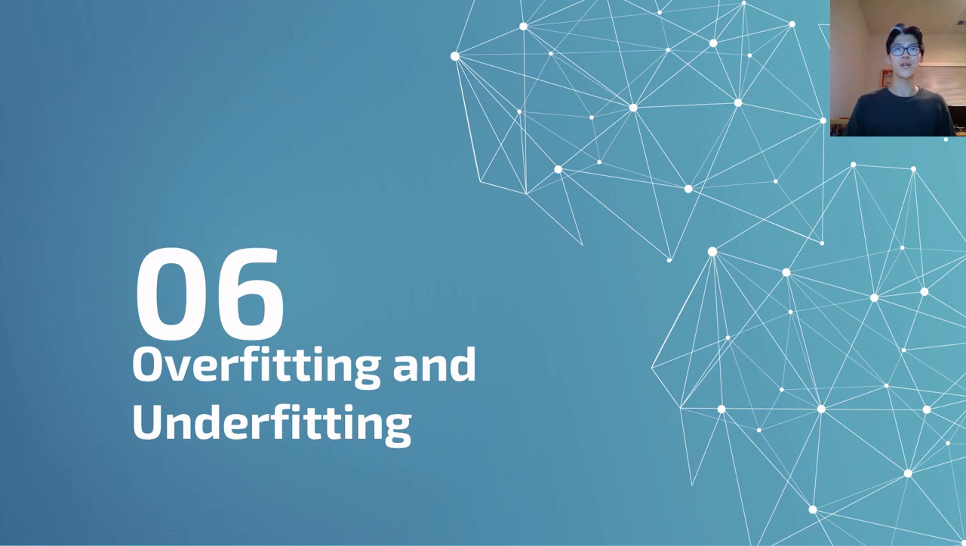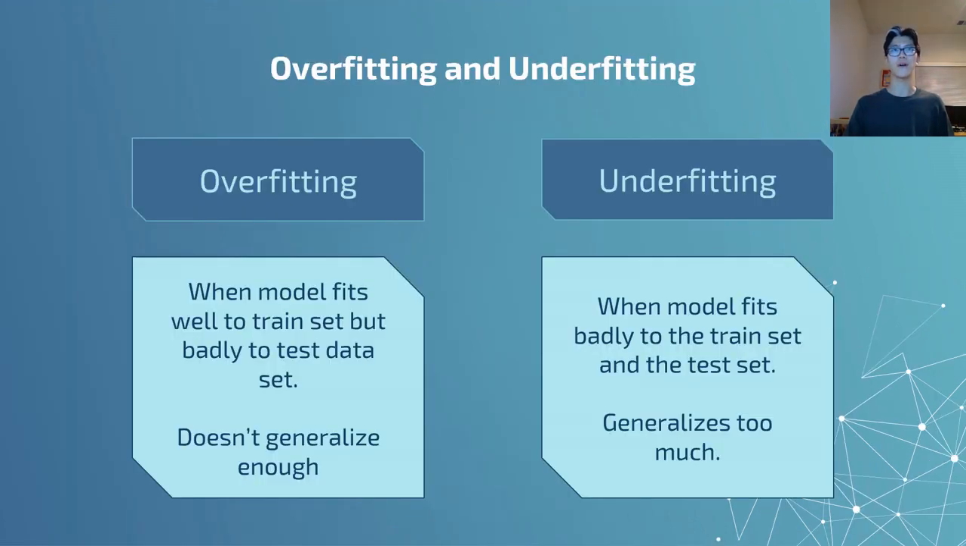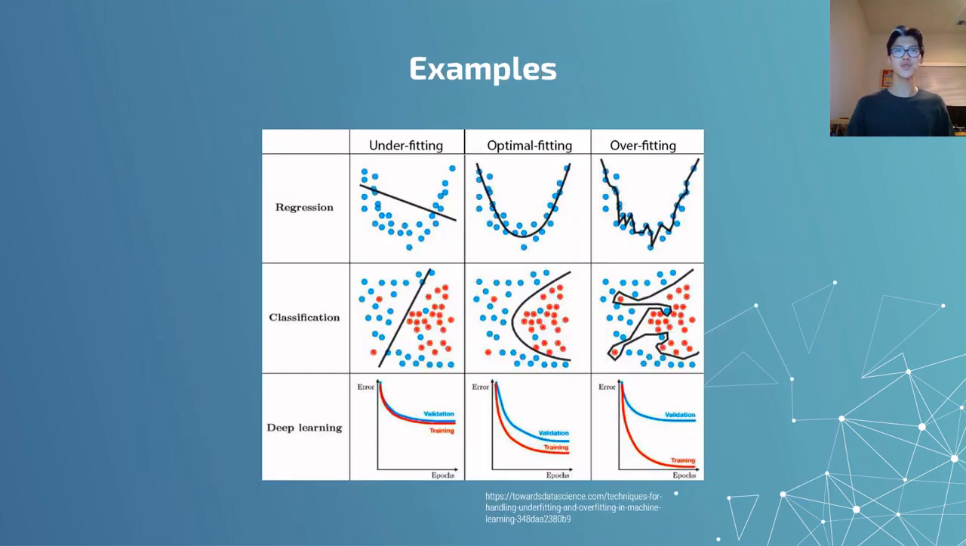Okay, we're moving on to the final part of this lecture, and that's the difference between overfitting and underfitting, or the bias-variance trade-off. In an overfitting scenario, you've got a model that fits very, very well to the train set, but really badly to the test set. In other words, it doesn't generalize enough. Underfitting, on the other hand, generalizes too much.